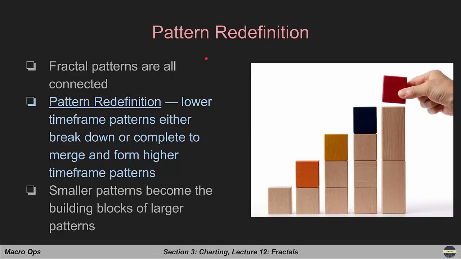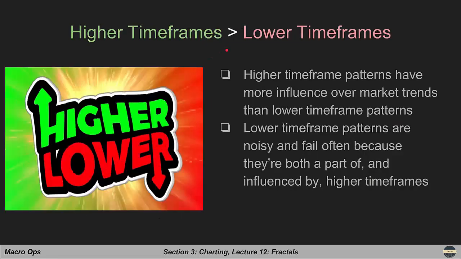And this concept is called nesting and multi-time framing, and we actually can take advantage of the smaller patterns within the bigger patterns from an execution process, and that's an advanced order management technique that we're going to get into later in the course. But for now, I want the key takeaway for you guys to be that the higher time frames always override the lower time frames. So higher time frame patterns have more influence over market trends than any of the lower time frames.